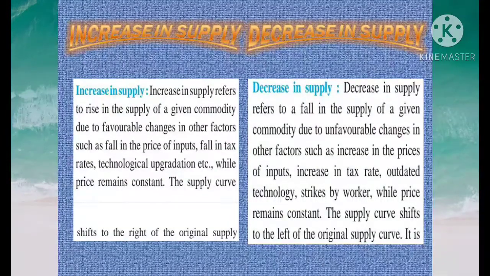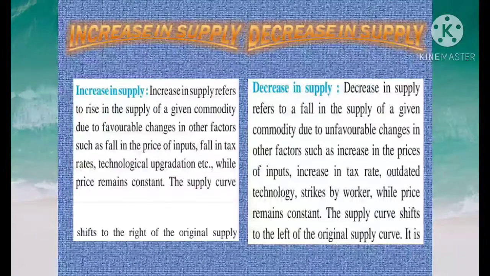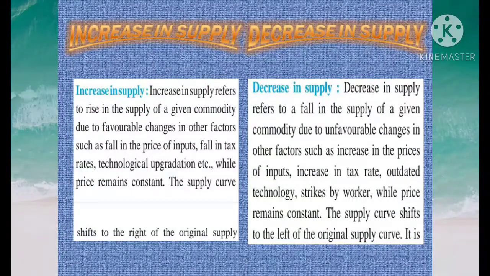Meaning of increase in supply. Increase in supply refers to a rise in the supply of a given commodity due to favorable changes in other factors such as fall in the price of inputs, fall in tax rates, technological upgradation, etc., while price remains constant. The supply curve shifts to the right of the original supply curve.